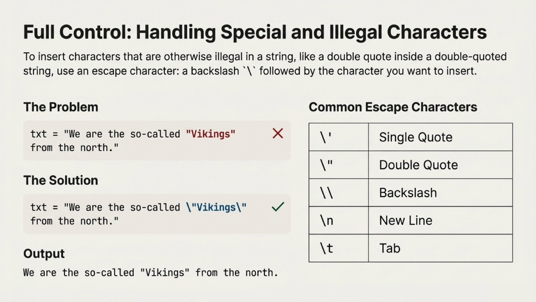The solution is to use escape characters. By placing a backslash before the inner double quotation marks, Python understands that these quotes are part of the string content and not string delimiters. As a result, the program runs correctly and produces the intended output with quotation marks displayed in the text.